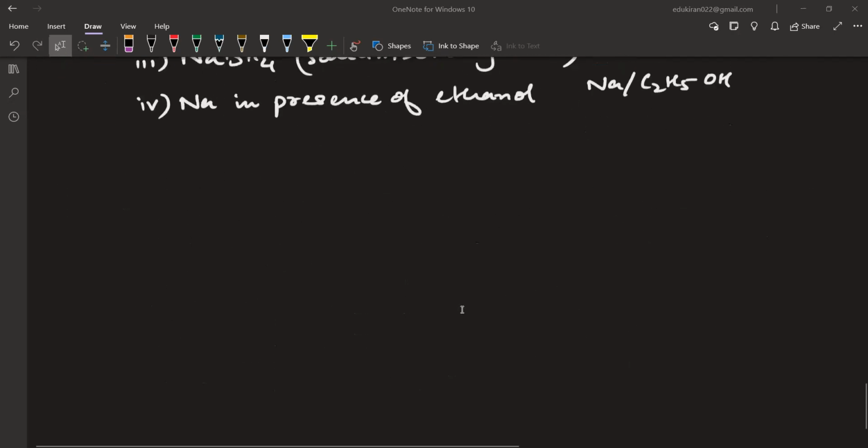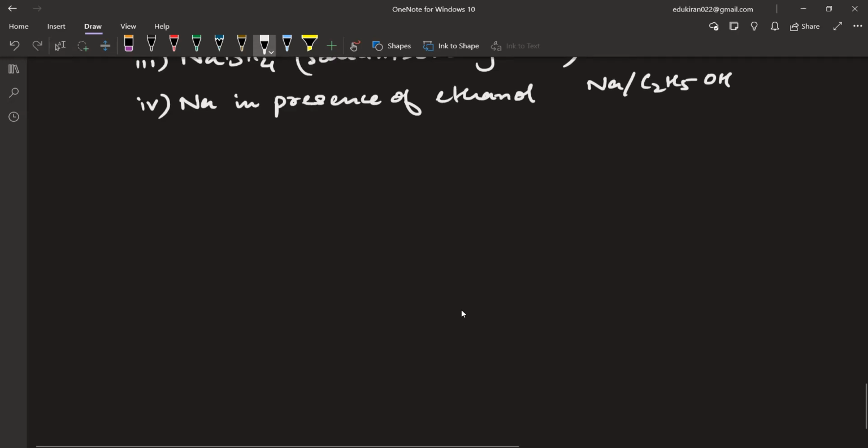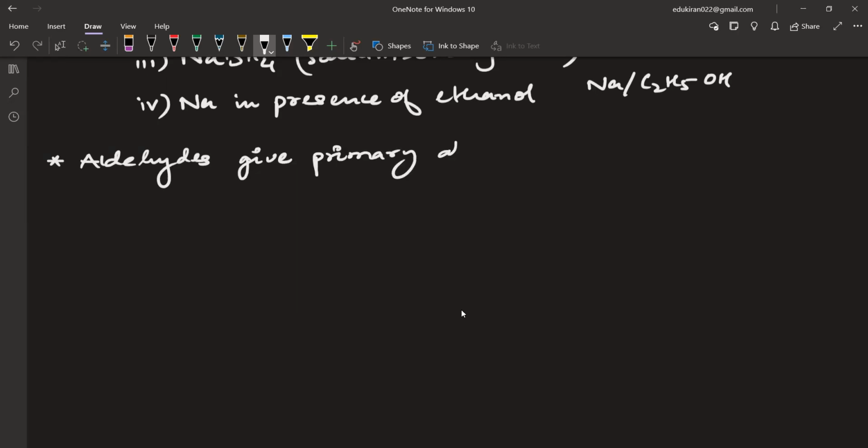Yes. Okay. Now, if you use any one of these reducing agents, for example, we have aldehydes. Okay, so please write here one thing. Aldehydes give primary alcohol, ketones give secondary alcohol.